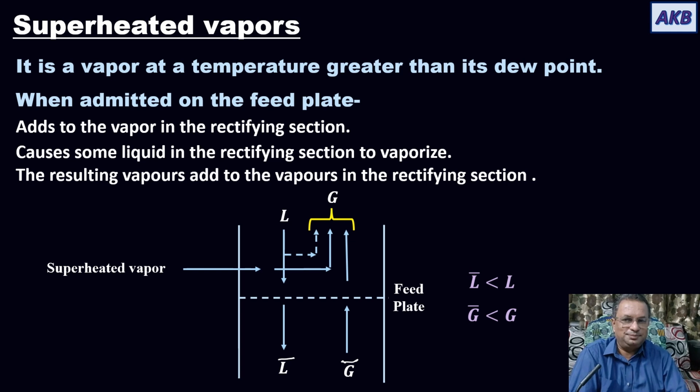Okay. So with this, I end my discussion on all the types of feed to a typical tray column. So now we know what are the different types of feed to a typical tray column, and what happens when each of these feeds enter on the feed plate in the column.